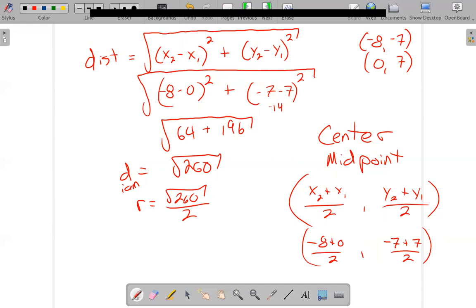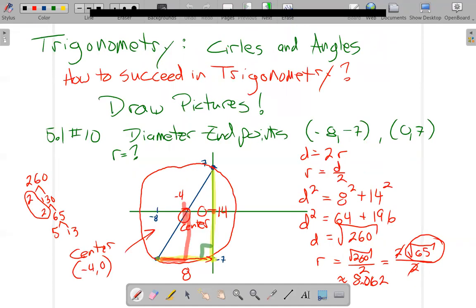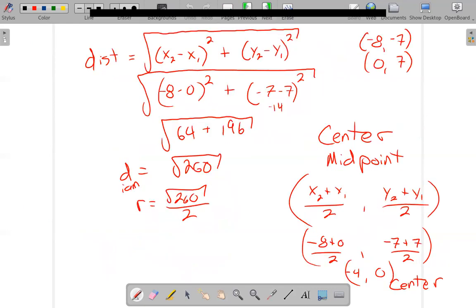Yeah, so -8 plus 0 is -4. If we cut that in half, sorry, I went too fast there. -8 plus 0 is -8 divided by 2, and we get -4. -7 plus 7 is 0, divided by 2 is still 0, so the midpoint formula agrees. That's the center. So then the equation of that circle right here would have to be, let's get a new page actually. This is getting a little busy.